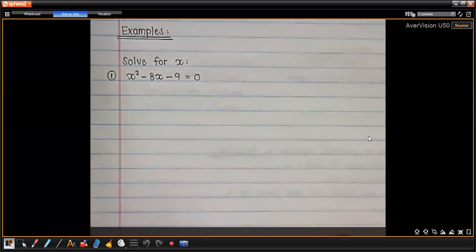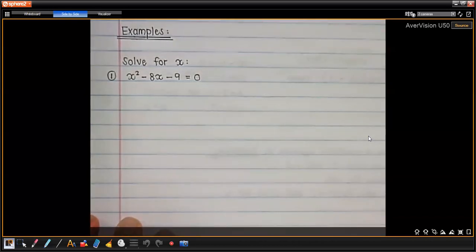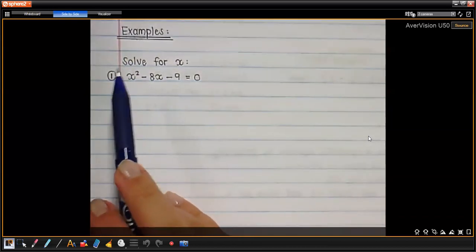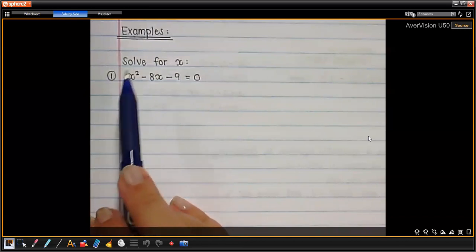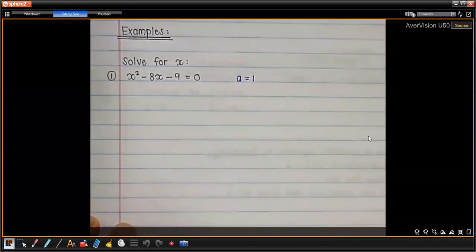Is this a quadratic equation? Is there an x squared? Yes. Okay, it's a quadratic equation. So then we can use the quadratic formula. Let's quickly write down the three values on the side. Remember the a value is the number in front of x squared. Which number is in front of x squared here? 1. So a is 1.